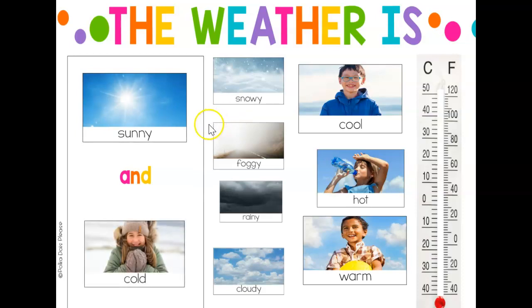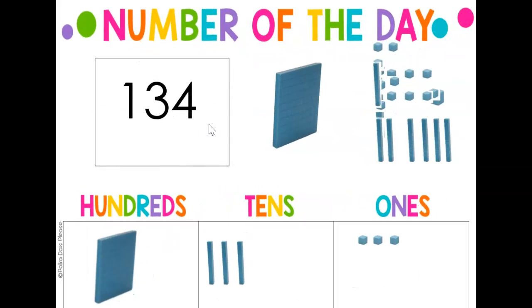All right. Today your weather's sunny. Still a little bit on the cold side, although it is starting to warm up a little bit. Okay, we've been in school for 134 days. 100, 110, 120, 130, 131, 132, 133, and 134.